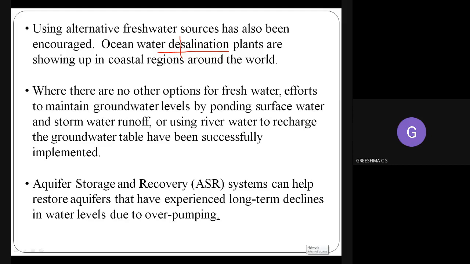Okay, next is aquifer storage and recovery systems. They help to restore aquifers that have experienced long-term declines in water levels due to overpumping. So that's a method, that is the aquifer storage recovery system, ASR system. This is a system which will actually help you to recharge the aquifers.